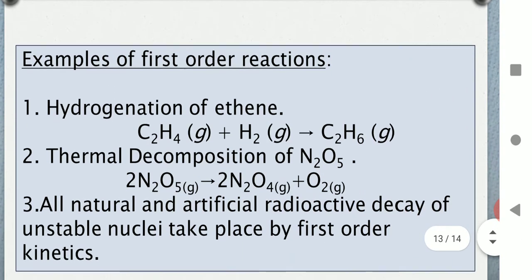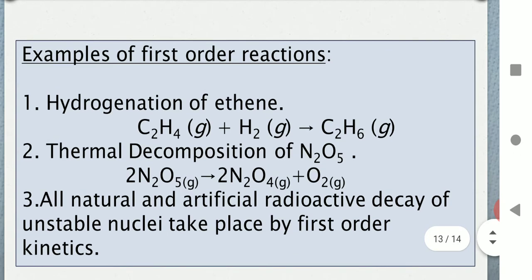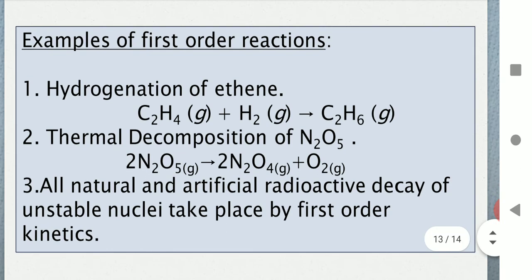Now here some examples are quoted for first order reaction. First one is hydrogenation of ethene, that is, conversion of an unsaturated hydrocarbon into saturated hydrocarbon. It is following first order kinetics. Second example is thermal decomposition of dinitrogen pentoxide, where N2O5 is changing into dinitrogen tetroxide and oxygen. This also follows first order kinetics.